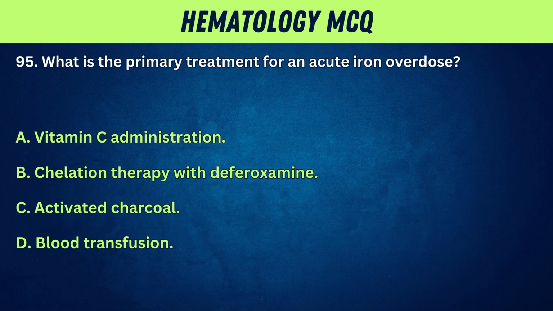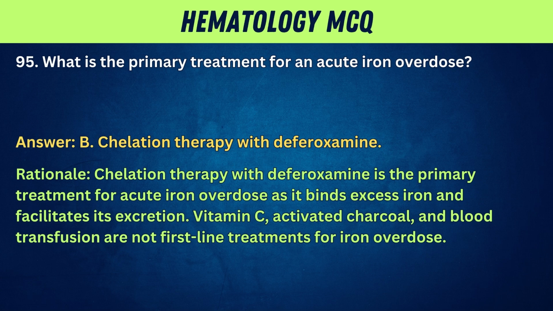95. What is the primary treatment for an acute iron overdose? A. Vitamin C administration. B. Chelation therapy with deferoxamine. C. Activated charcoal. D. Blood transfusion. Answer: B. Chelation therapy with deferoxamine. Rationale: chelation therapy with deferoxamine is the primary treatment for acute iron overdose as it binds excess iron and facilitates its excretion. Vitamin C, activated charcoal, and blood transfusion are not first-line treatments for iron overdose.